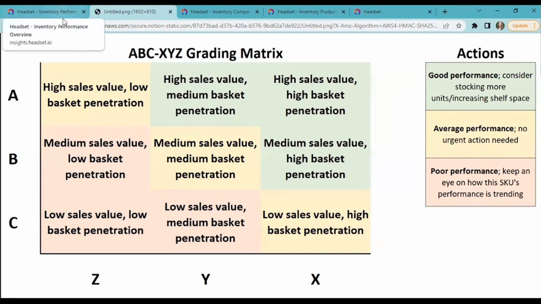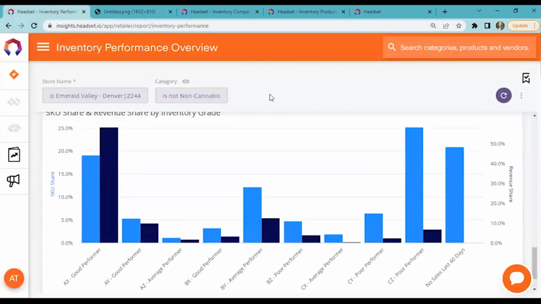So that is a little bit about ABC XYZ. And again, I will send you the industry report after this so that you can read through it. Kayla, I know you're working on optimizing your shelf space right now, so it might be super helpful for you to review. Absolutely.